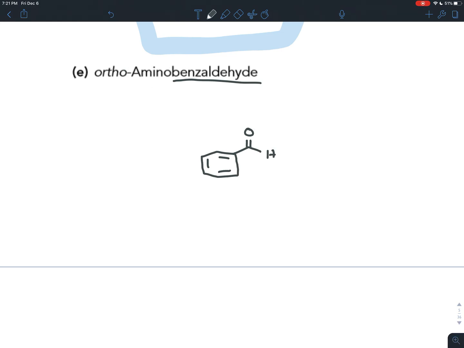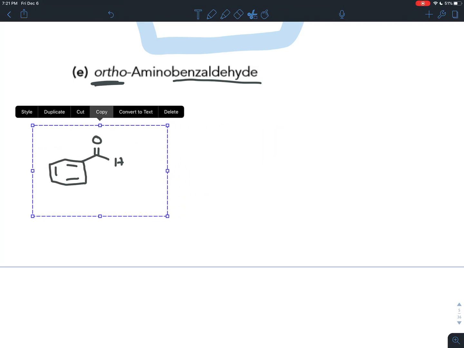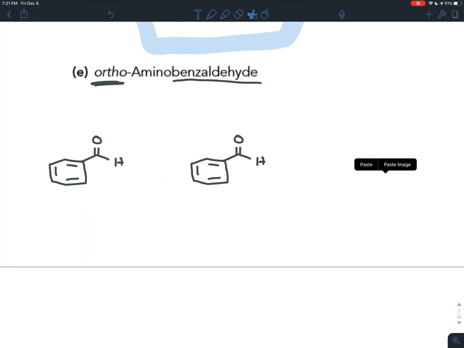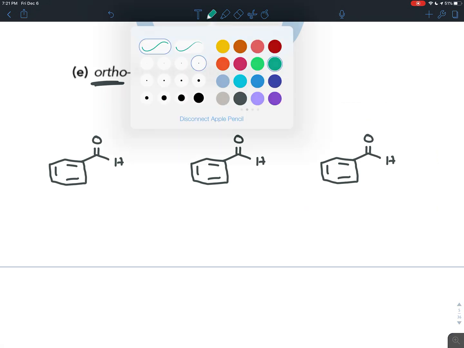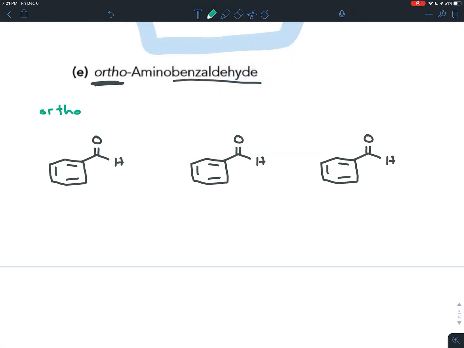That means it's going to be an NH2. But where should we attach it? We see ortho, and ortho means that the 2 branches are 1, 2. So, for example, and just for comparison, the ortho positions are 1, 2. Other options are meta, that's if you have 1, 3, and para, that's if you have 2 branches on carbons 1 and 4.